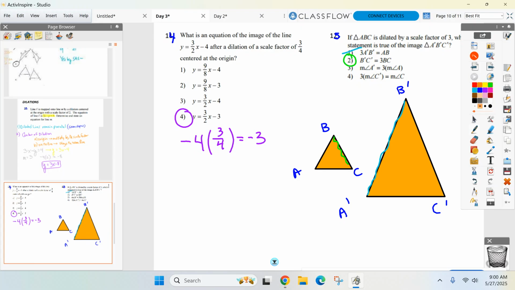Why don't the other two work? When you dilate, anybody, what's happening with the angles? Stay the same. They're congruent to each other. They're not 3 times or a third of each other. They're always congruent to each other when you dilate. Good. All right.